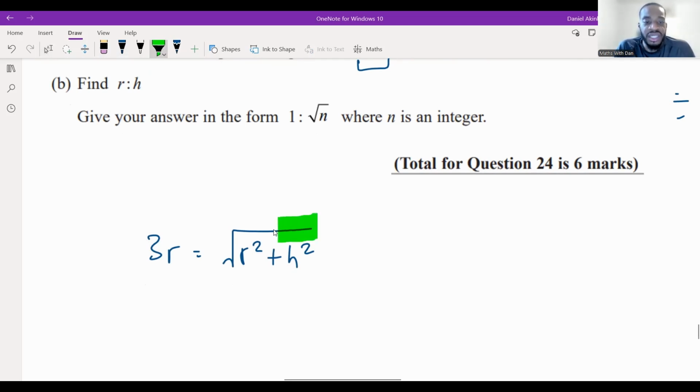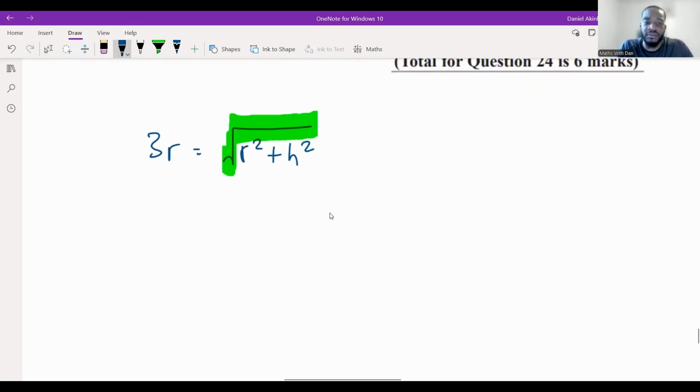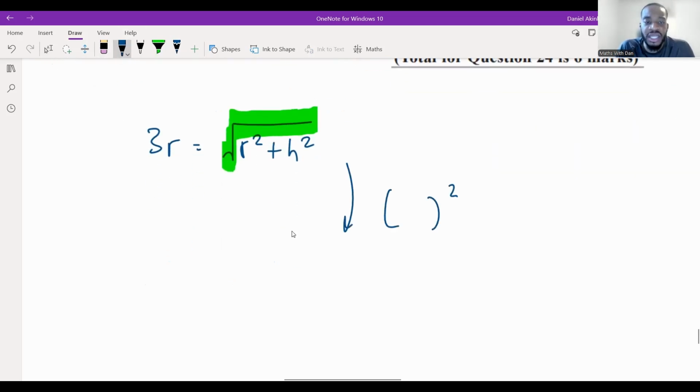Well, what about this thing? This thing is not great. We don't like this because we can't do anything. We can't move things around and so on and so forth. It's like a wall, right? We want to get rid of that square root. So we're going to square both sides. Yeah. So if I square both sides, then that will cancel. It'll be r squared plus h squared. Can somebody tell me what happens when I square 3r? What do I get when I square 3r?